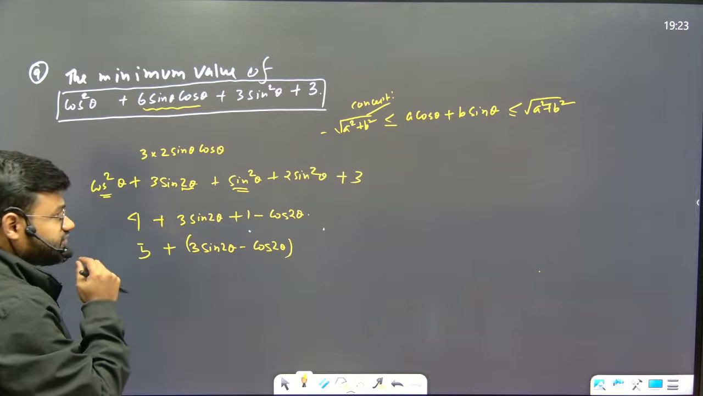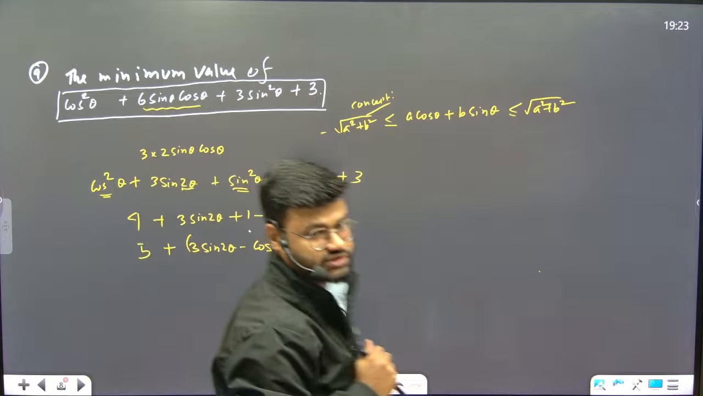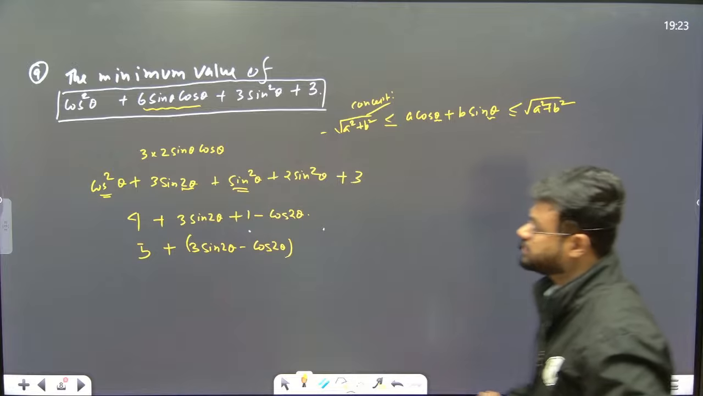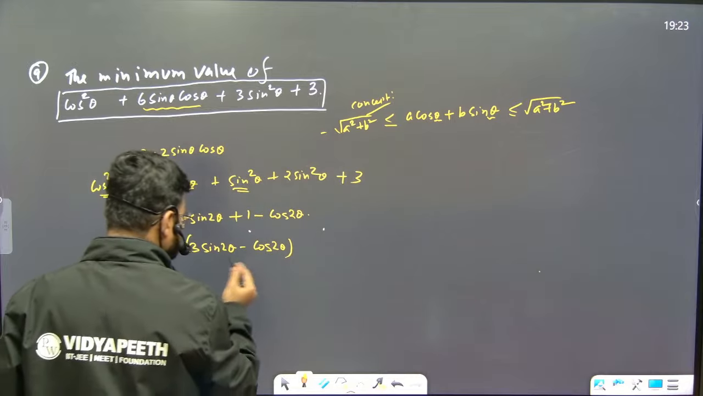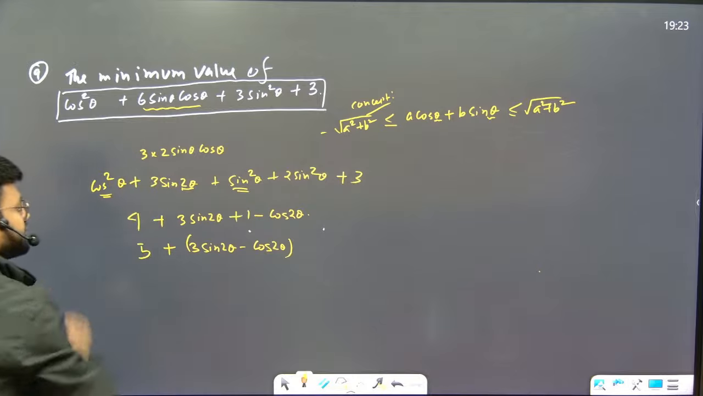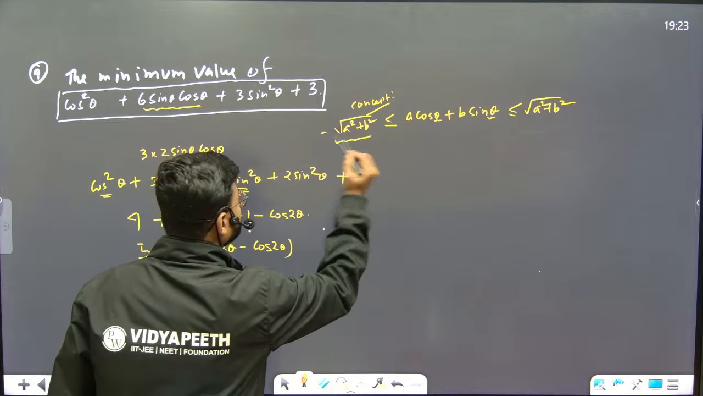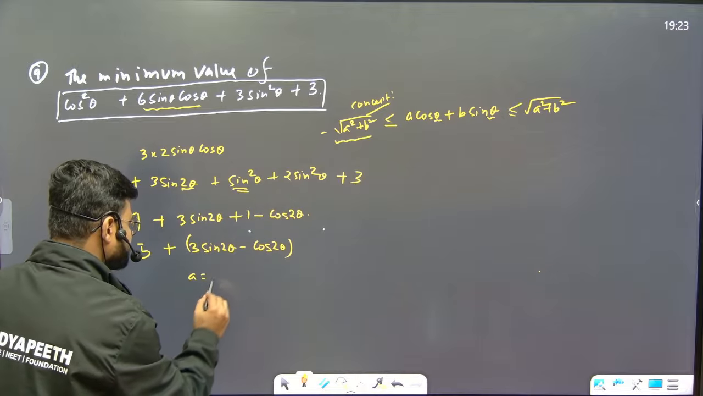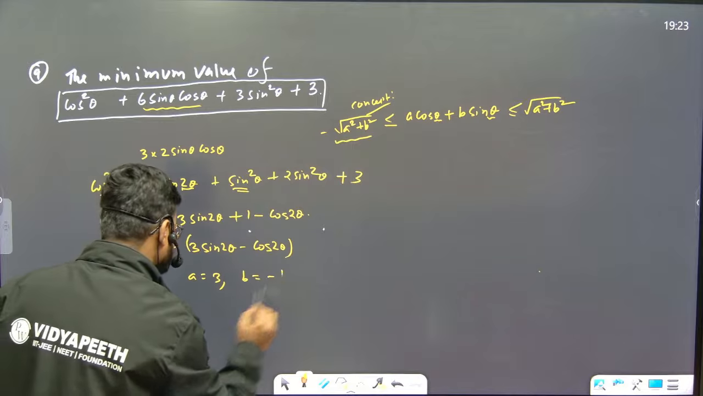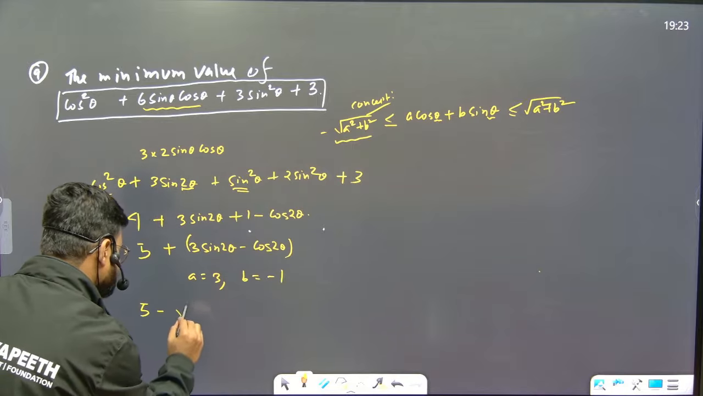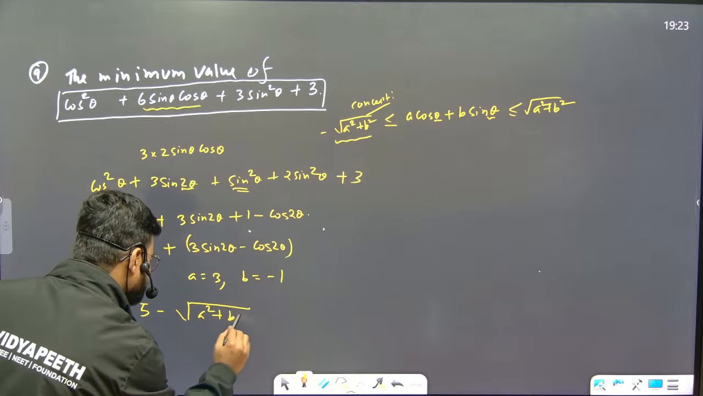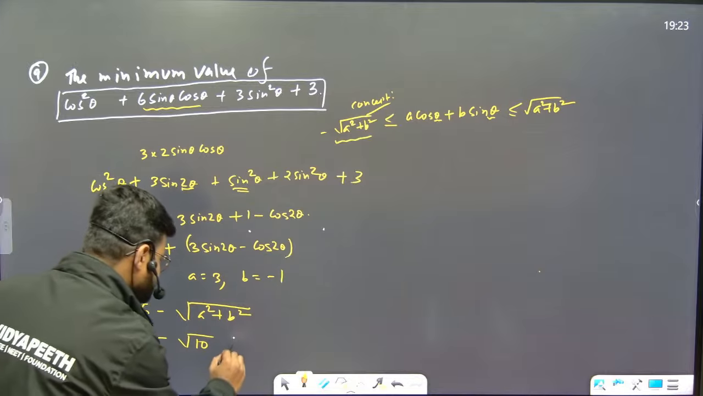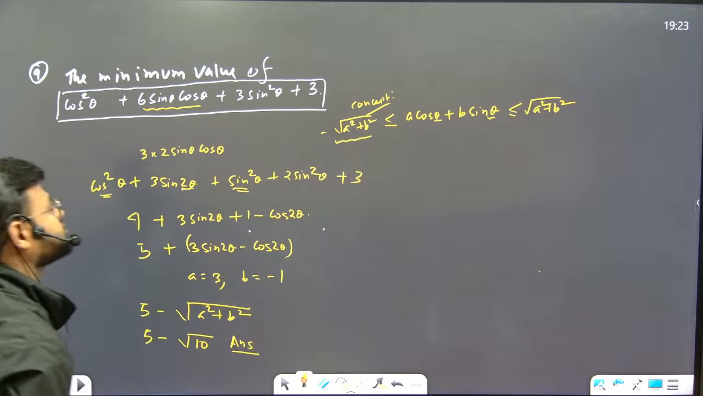The care you have to take while solving this question is that the angle must be the same. Then only you can use the formula. Here I made the angle the same, 2 theta, 2 theta, so directly I can use the formula. They are asking for the minimum value, so we have to take minus root over a square plus b square. Comparing, a is 3 and b is minus 1. So the minimum value is 5 minus root over a square plus b square, which is going to be 5 minus root 10 after substitution. So this is the final answer for this particular question.